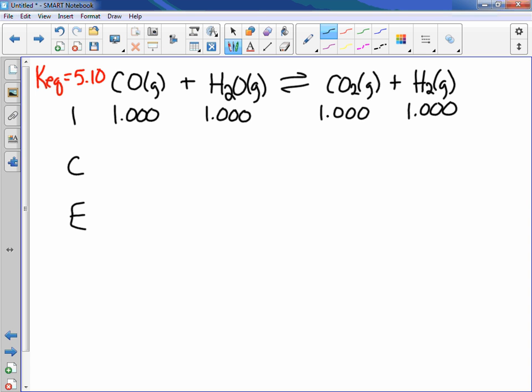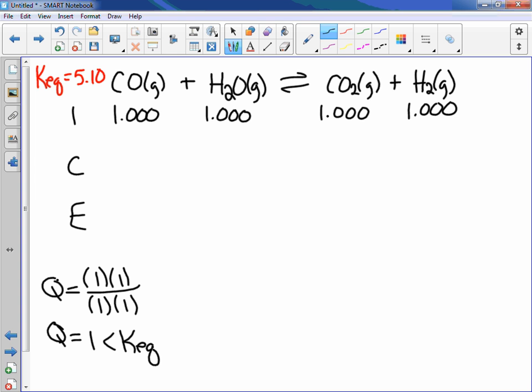Okay, so before we do our ice table, we should find the value of Q and compare it to KEQ. So we know, are we going to make products or are we going to make reactants? This one's an easy Q because it's 1 times 1 divided by 1 times 1. So Q equals 1. So Q is less than KEQ, right?